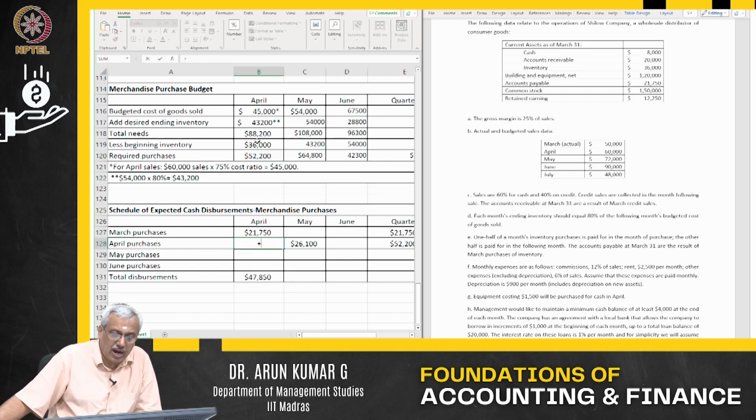50% of it, 1/2 is paid in the month of purchase. Out here, 1/2 is paid in the month of purchase. The other half is paid in the following month. That is what you see, the other half being paid in the month of May. Now let us look at April payment out there. Now let us look at May.